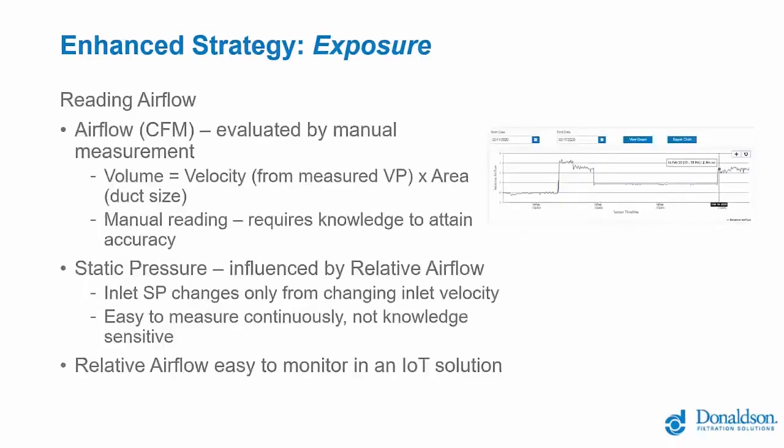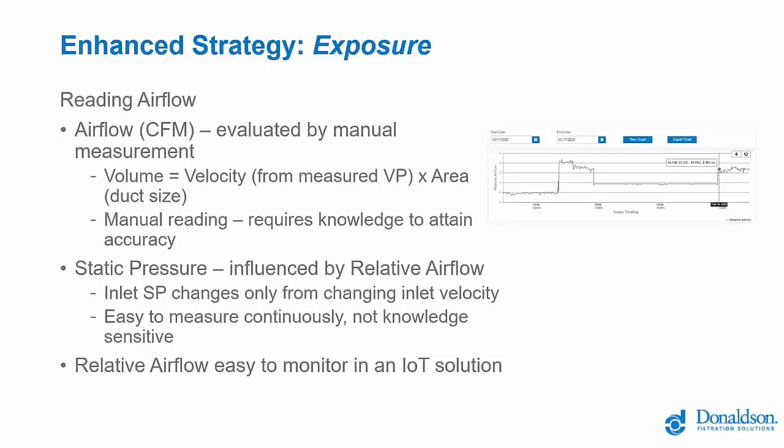Now, reading airflow in real time in an IoT solution is a little bit challenging. Typically, when we think of airflow, we think of total air volume, or CFM for most people, and that's typically done by a manual measurement, usually with a pitot tube or some other type of sensor. It usually requires taking multiple data points inside the ducting and doing a calculation, converting the velocity to total volume based on duct size. So it's something that's very hard to do in real time with a connected solution. But one thing we can do relatively easily is track relative airflow inside the dust collector.